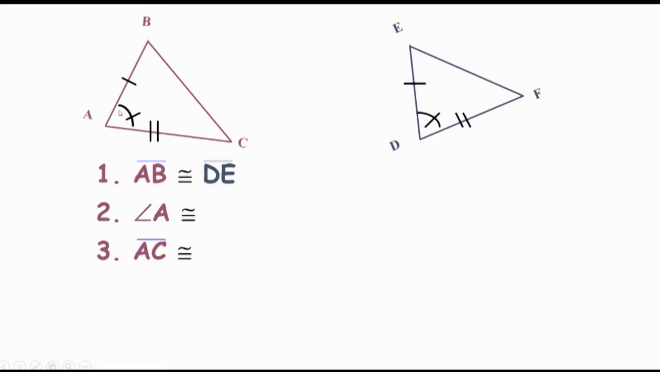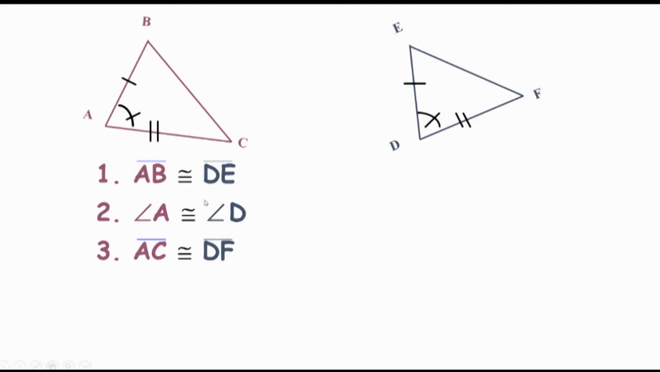Like I said, the angle is right between two sides. This is considered an included angle because it's right between two sides. So which angle is congruent to angle A? Of course, the marking tells it all. Angle D. And the third part, the third side, is AC. AC has two slashes on it. So we'll say side DF is congruent to side AC and vice versa.